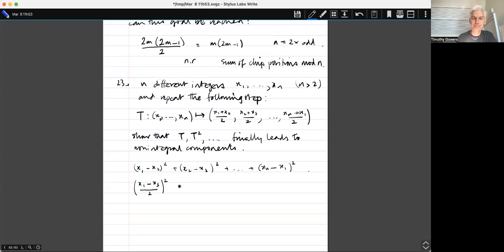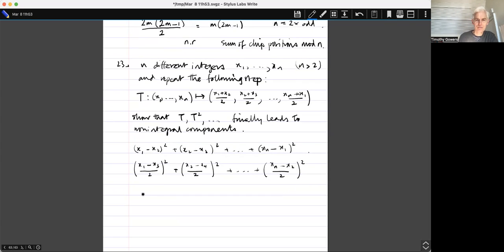((x1 minus x3)/2) squared plus ((x2 minus x4)/2) squared plus ((xn minus x2)/2) squared, which hasn't quite worked just like that, because this could in fact potentially be bigger. It'd be nice if that's always smaller. So let's just, I'm going to expand both of these in order to compare them.